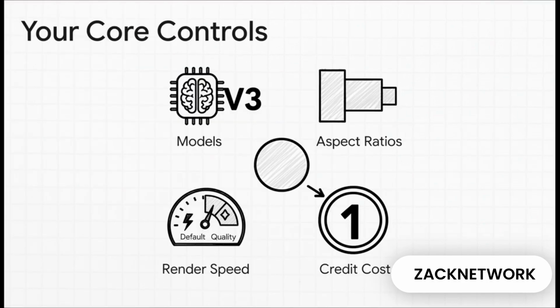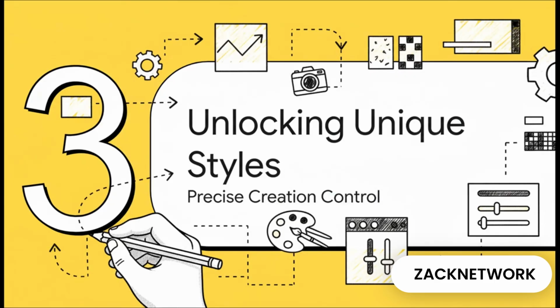And right there on the main screen, you've got some other key controls. You can switch between different AI models, like the latest version 3.0. You can set basically any aspect ratio you can think of. And you can pick your render speed. But here's the really cool part. It costs the exact same amount, just 1 credit, to generate your images, no matter if you choose the fastest mode or the highest quality one. That's pretty awesome.